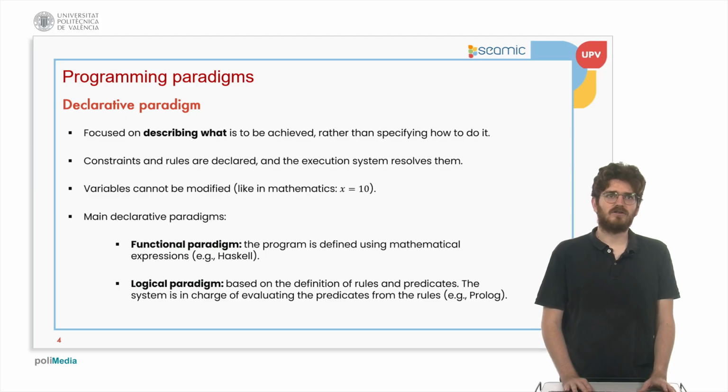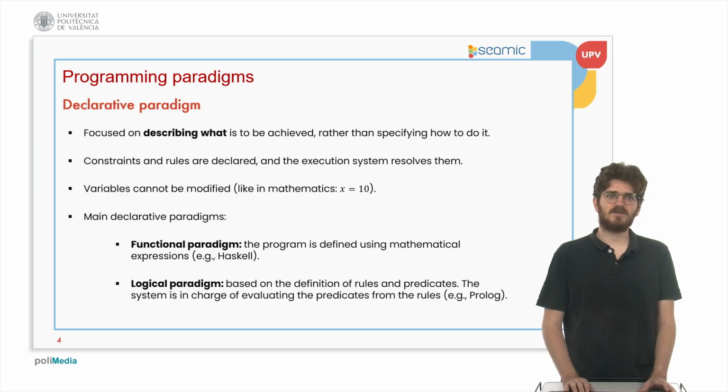A notable feature of declarative paradigms is that variables cannot be modified. For example, like in mathematics, if you set x to 10, that would be its value throughout the program, and that cannot be set again. But you could declare, for example, a new variable x1 and set it to x times 2.